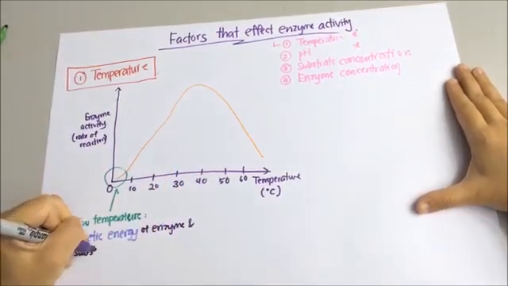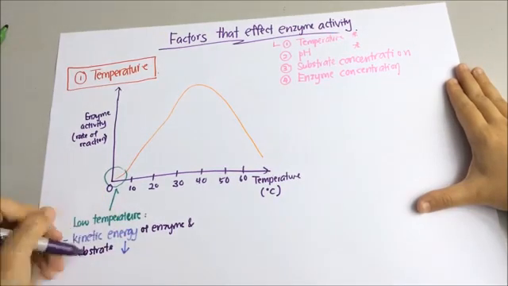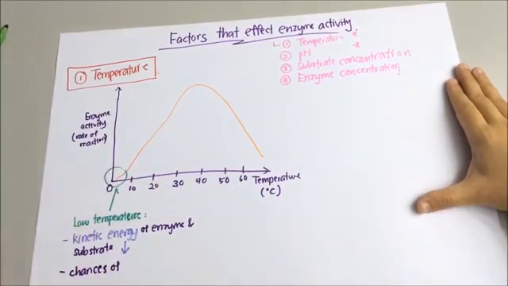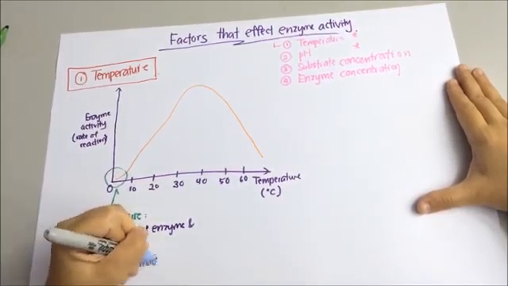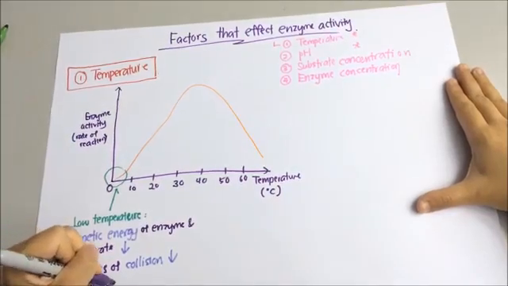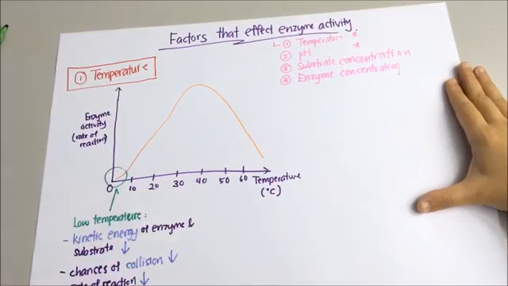It means that both enzyme and substrate molecule move slower, and the chances for them to collide and bind together to form the enzyme-substrate complex are low as well. Therefore, the rate of enzyme reaction is low. So the keywords are the kinetic energy and also the chances of collision.